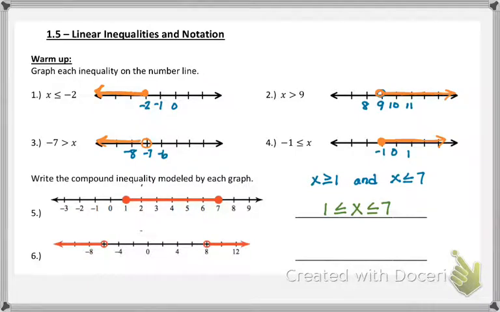Whereas in number 6, x could be a number that is less than -6, or x has to be a number that is greater than 8. So it doesn't make sense for us to combine it here because x cannot be a number that is less than -6 and greater than 8. So it's an or statement in this case when it's going in both directions.